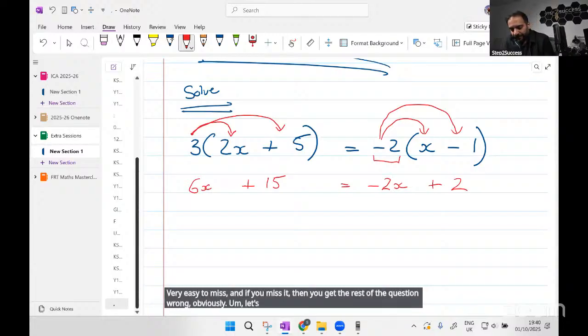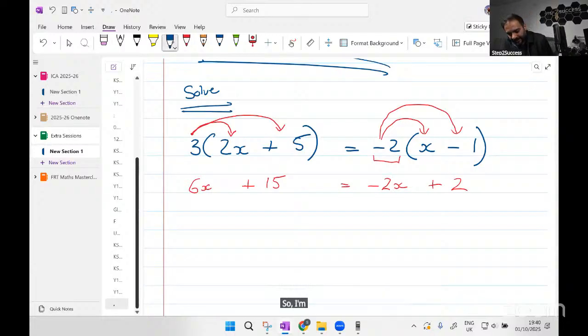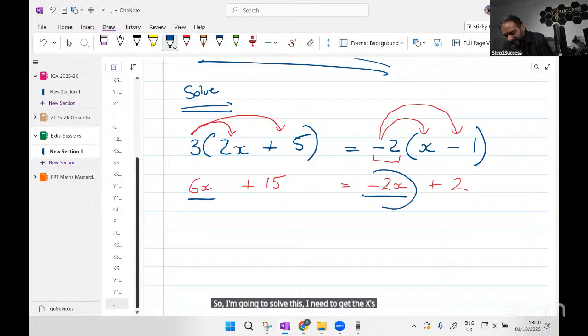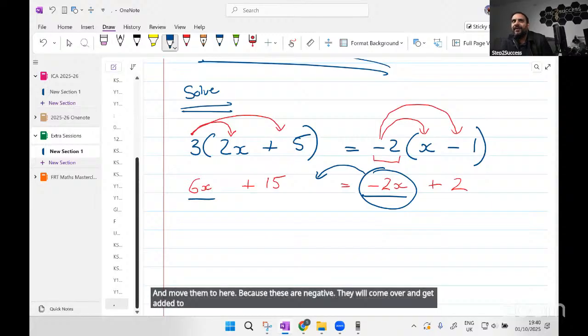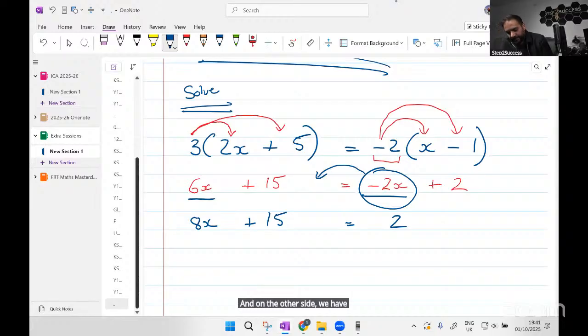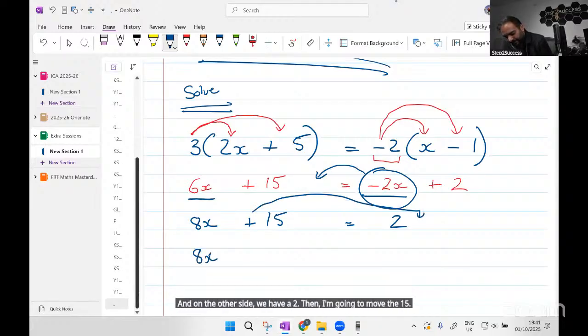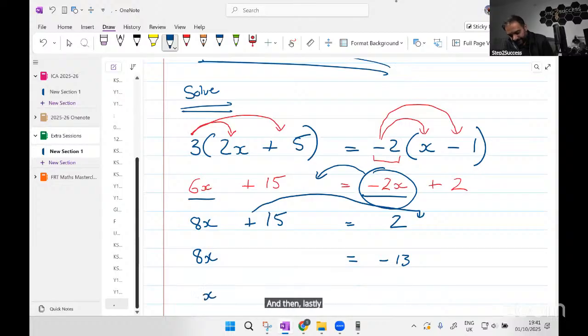Let's finish it off. So, if I'm going to solve this, I need to get the x's together. So I'm going to take these and move them to here. Because these are negative, they will come over and get added to this side. 6x add these 2x, make 8x. And on the other side, we have a 2. Then I'm going to move the 15 and take it away from the 2. 2 take away 15, be careful, is minus 13. And then, lastly, I'm going to just divide by the 8.